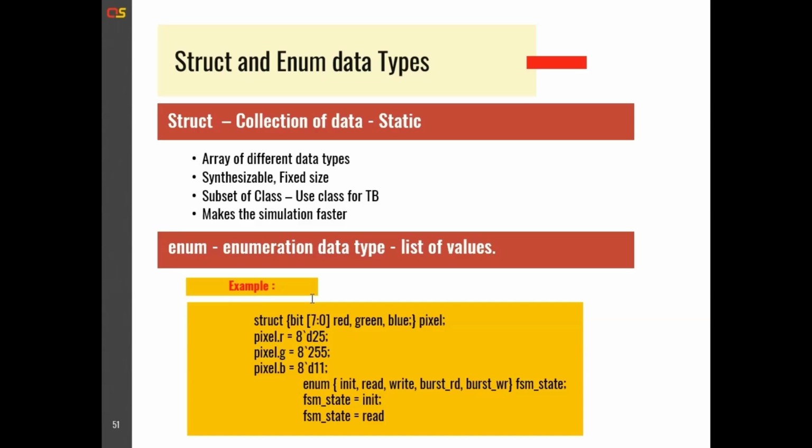Okay, coming to enum data types, list of variables. An enum is a way to define a set of named constants. It is great for representing states in finite state machines or other scenarios where you have a fixed set of possible values. In this example, FSM state is declared as an enum with possible values INIT, READ, WRITE, BRD, and BWR. We can assign these values to a variable of the FSM state type to represent the current state of a finite state machine.